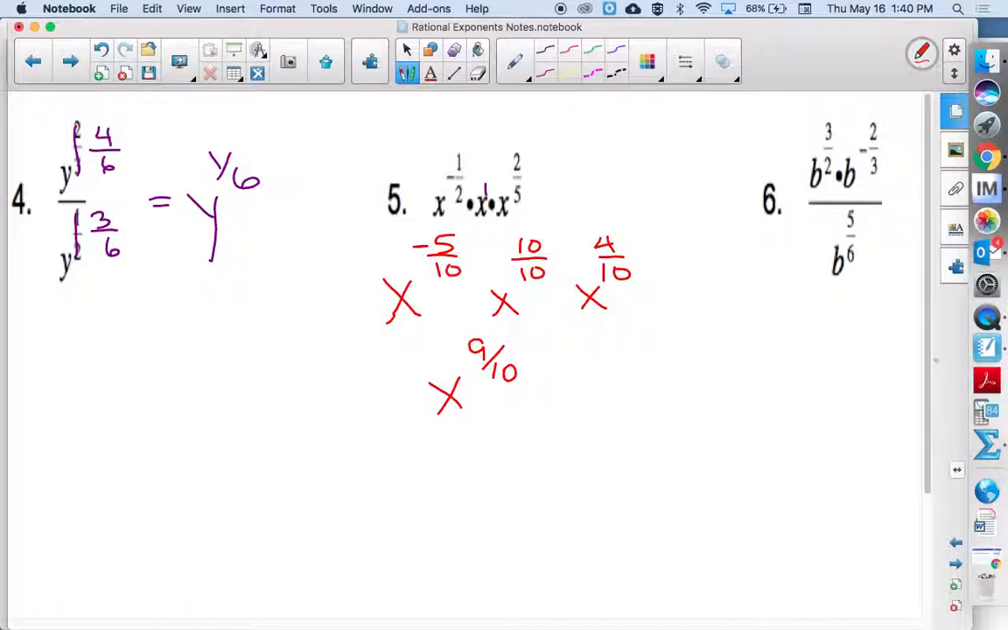And then the last one on this side, lots of b's up here. So getting a common denominator again with those b's in the top part of the fraction. So 3/2 and negative 2/3. Virginia, what would the common denominator be? 6. So 3/2 becomes 9/6. Negative 2/3 would be negative 4/6.